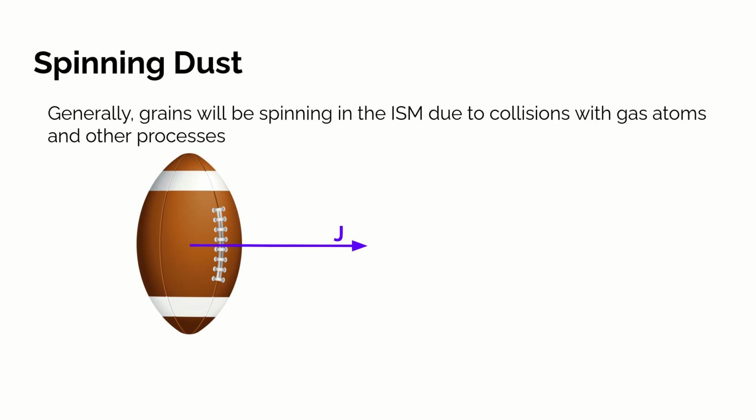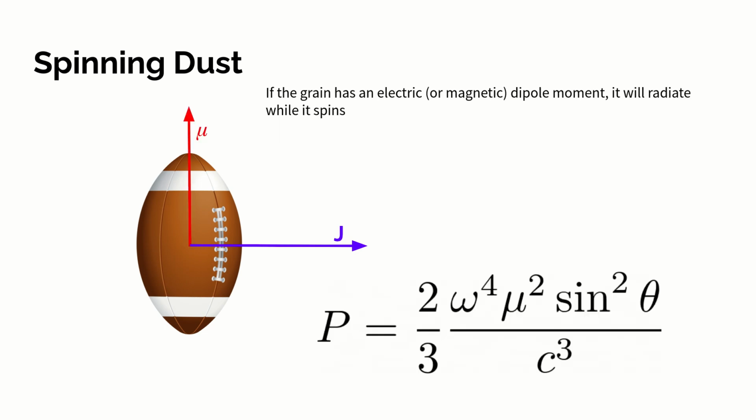The general idea here is that this emission is due to spinning dust grains, and these grains will be spinning in the ISM due to collisions with gas atoms and other processes, and if these grains have an electric or magnetic dipole moment, then they will radiate while they spin, with power given by the Larmor formula shown here.